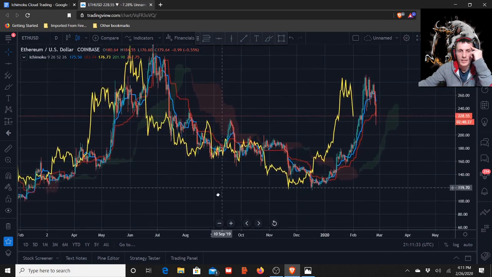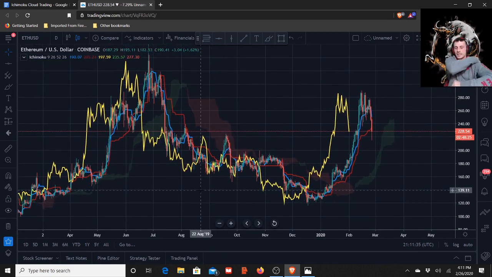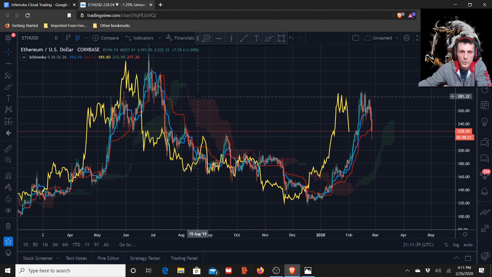See how much better that is now? And you can even take off your lagging span. I don't really use it that often. Basically just watching your clouds, and I trade the breaks and I trade the twists.